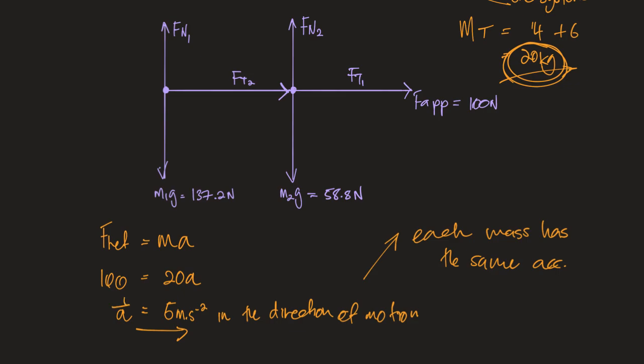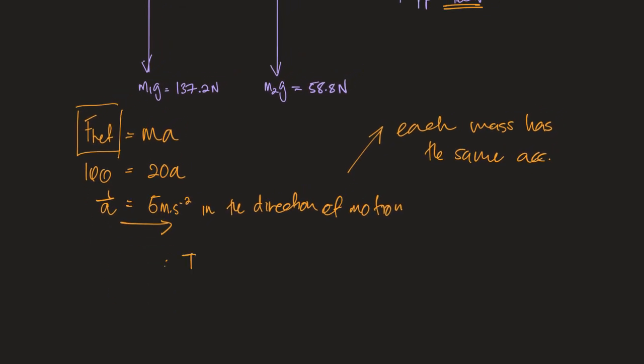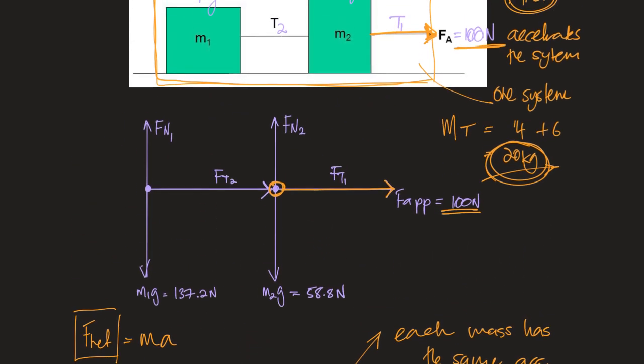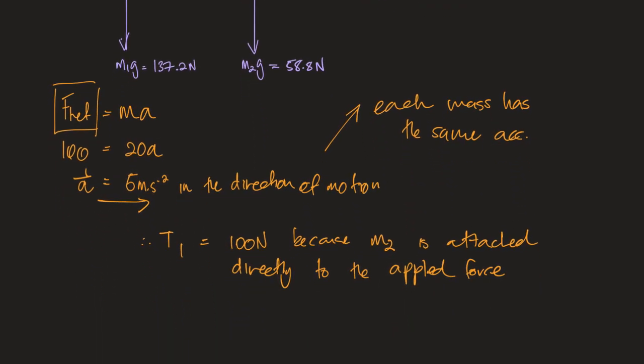Now remember, I need acceleration because I need force. If I look at T1, T1 acts directly on this first mass over here at 100 newtons. So technically for T1, I can say that therefore T1 is equal to 100 newtons, because M2 is attached directly to the applied force. Is it M2 or M1? Yeah, M2. Right, so that's sorted out. So that's T1.